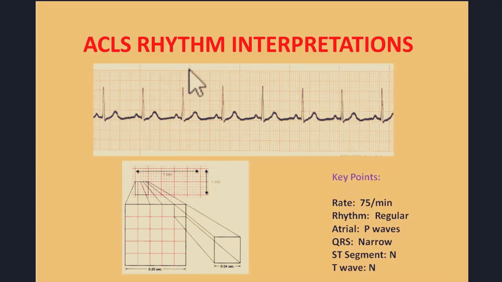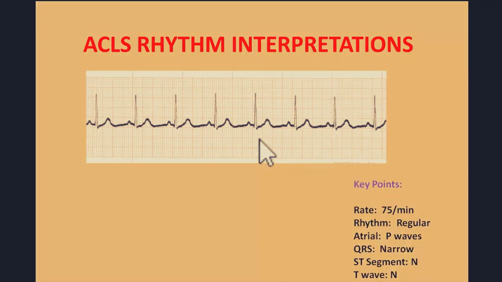If a heartbeat is occurring every second, then the heart rate is 60. However, if it is happening at a rate of 0.8 seconds, then the heart rate is 75. If it is happening at a rate of 0.6, that is equal to 100. And this comes to 150. If one beat is happening here and the second one is happening here, then the heart rate is 150. So that's how you determine the heart rate.